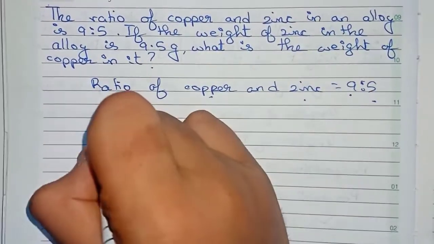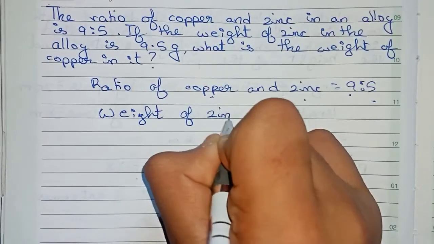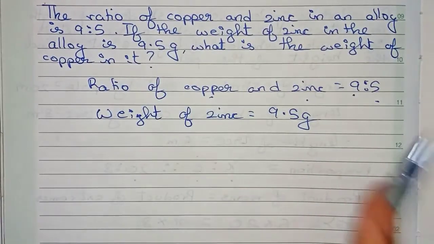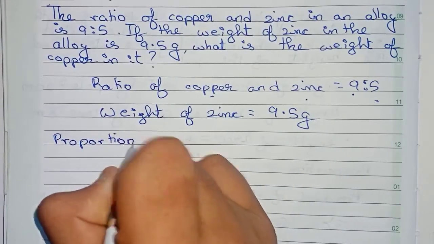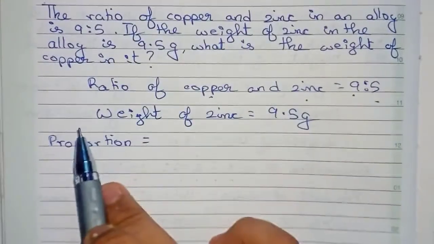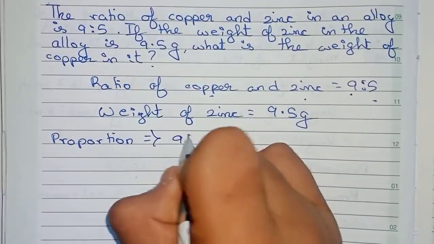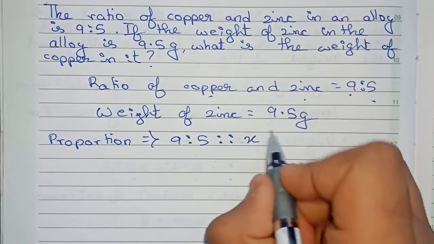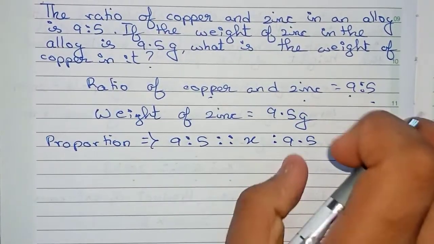So you note it. The weight of zinc as given in the question is 9.5 gram. So from this we have to find the weight of the copper. So now I make the proportion. First will be the ratio of copper and zinc, and after that there will be the ratio of the weight. So first the ratio, that is 9:5. As copper is written first, we have to take copper as x is to 9.5. As copper is written first, we take the weight of copper first and the zinc later.